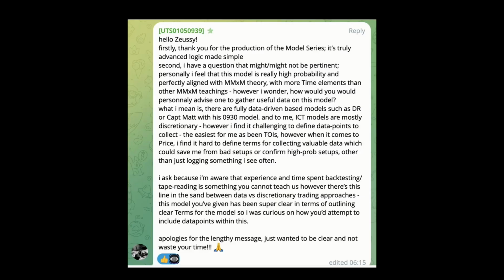The question said, how could we go about backtesting everything that has been taught so far within my mentorship? How can we objectify it? How can we collect real data on it that can't be interpreted in different manners? And I thought that question was very important to answer. So therefore, I'm going to answer this one as the first question.